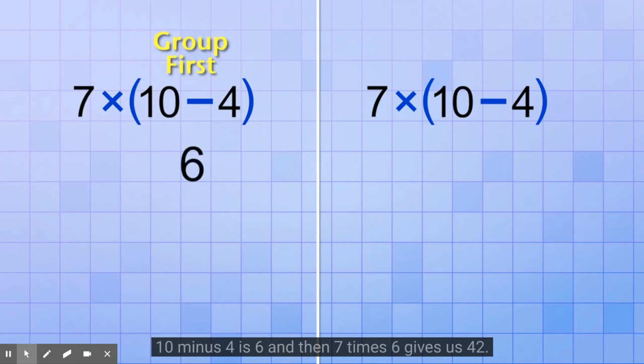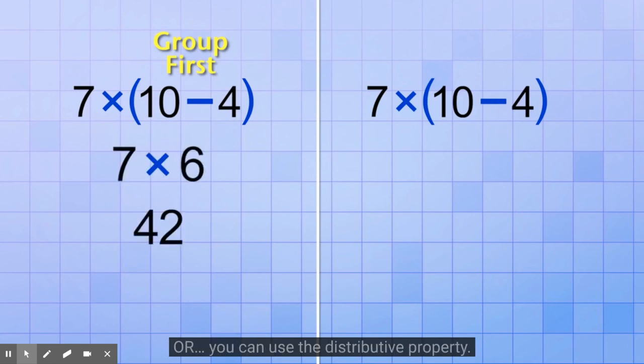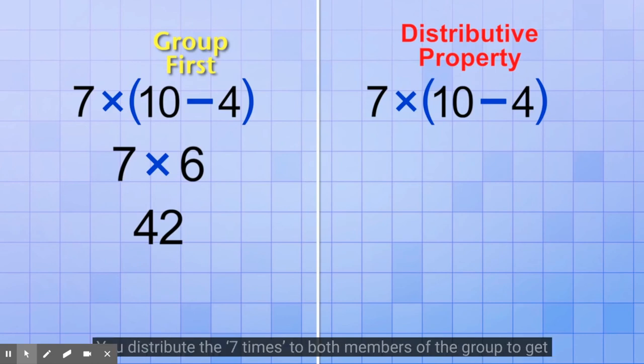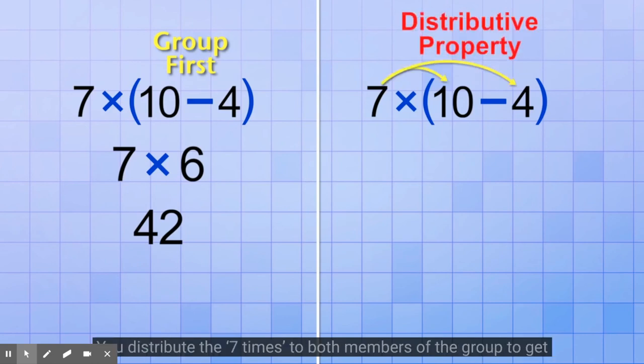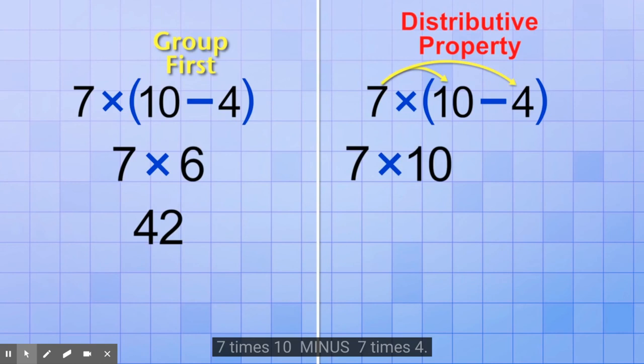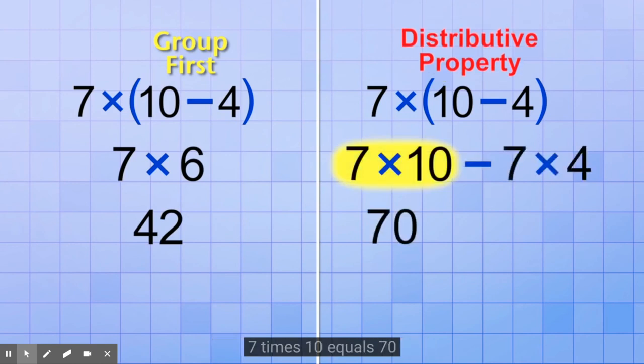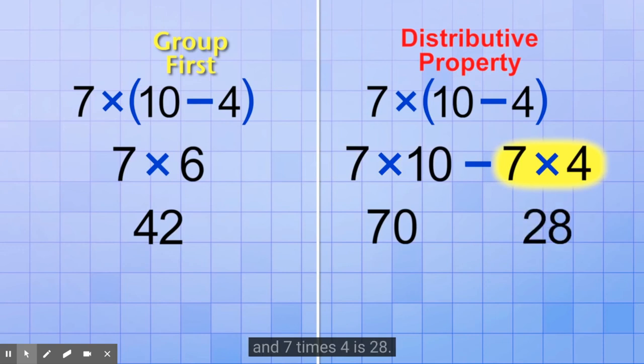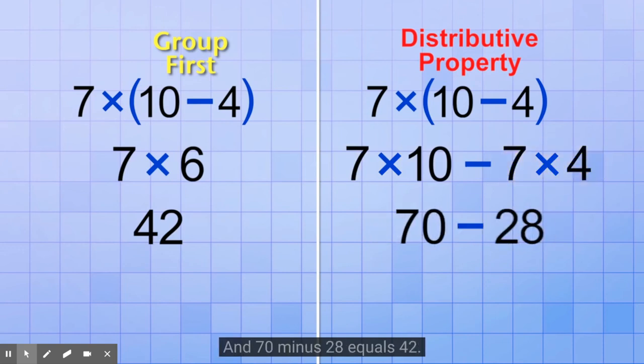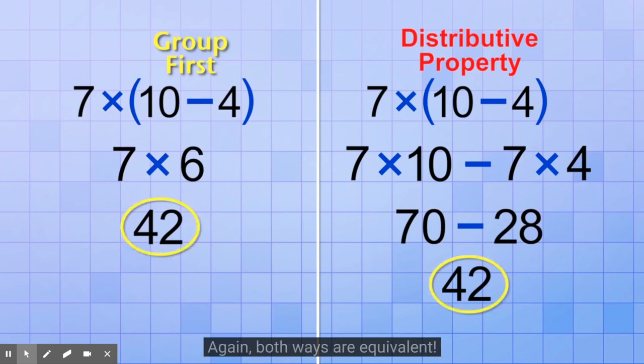10 minus 4 is 6, and then 7 times 6 gives us 42. Or you could use the distributive property. You distribute the 7 times to both members of the group to get 7 times 10 minus 7 times 4. 7 times 10 equals 70, and 7 times 4 is 28. And 70 minus 28 equals 42. Again, both ways are equivalent.